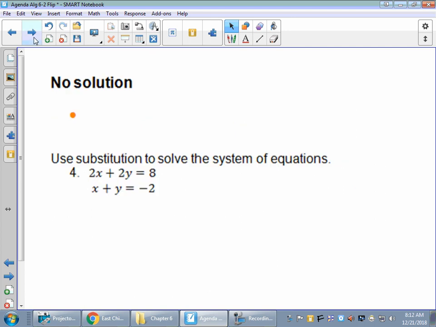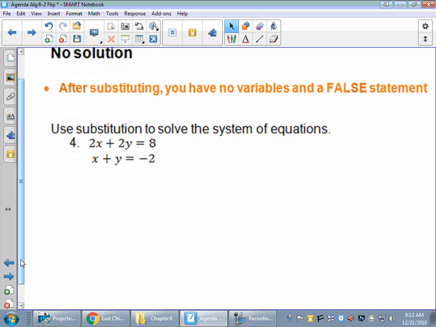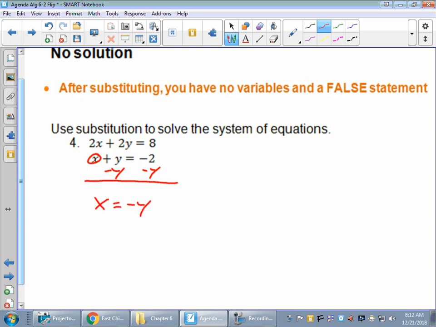Okay? And then let's talk about no solution. We kind of get the idea now that after you substitute, your variables are going to cancel out, and then you're going to have a false statement. So let's do one like that. If I take this equation here and solve for my x, it's really close. All I really have to do is subtract y from each side. Then I would have x equals negative y minus 2. And so that way I could take that x, negative y minus 2, and substitute it way over here into this x right here.